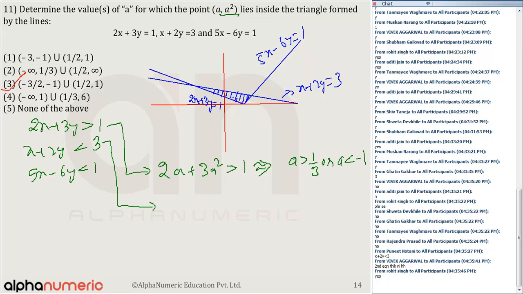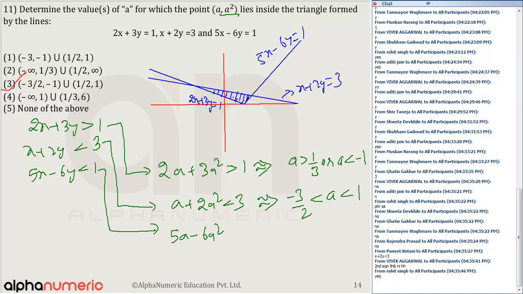Now substitute here a and a square. I'll get a plus 2a square is less than 3. Again, quadratic inequality. Solve this quadratic inequality. You'll get the result that a is greater than minus 3 by 2 and less than 1. Third equation, 5a minus 6a square is less than 1. Again, solve this inequality. You'll get from here that a is greater than 1 by 2 or a is less than 1 by 3.